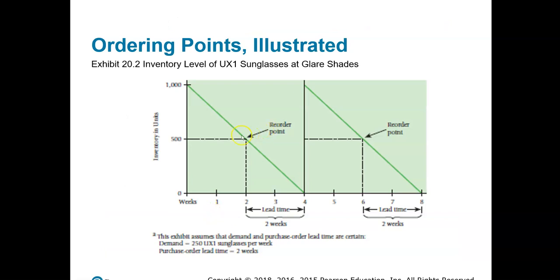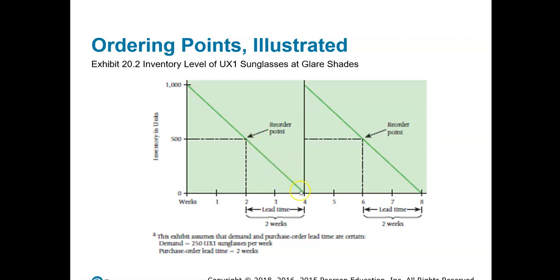Okay. And as we see the ordering point, when we place an order with the Glare Shades, rather, we see the lead time is 2 weeks before they can get their inventory. From the time they place their order to the time they receive it is going to be 2 weeks. So we see that once they place their order, they have 2 weeks.